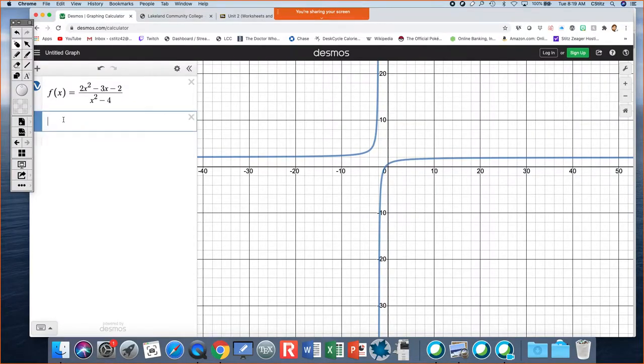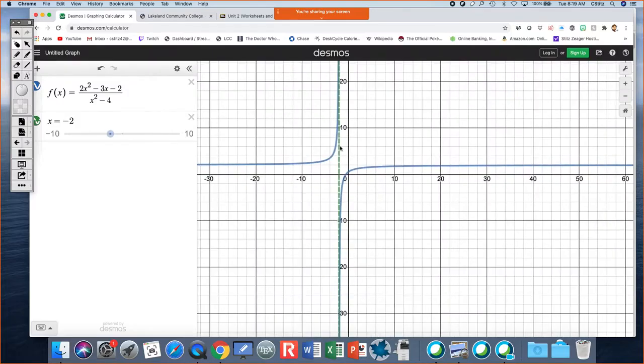And I can make that more explicit. If I type in x equals negative 2, that's going to be a vertical line. I'm going to make it a dashed line. And you can see the function is really getting close to that vertical line. Now, because f is a function, its graph can't actually become the vertical line, because then it would fail the vertical line test. But it's becoming very close to a vertical line.